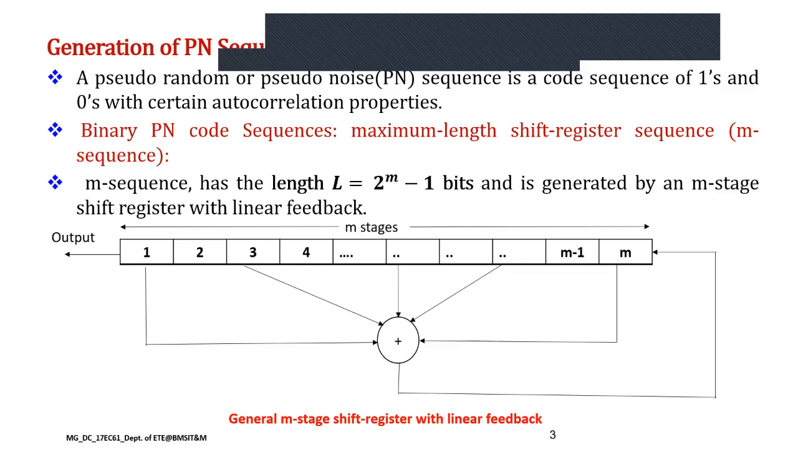I have M shift registers. I take the output of some shift registers, and a modulo 2 operation is done. There will be a feedback: the output of that modulo 2 operation will be given to the input of the shift registers. With that, I will be able to generate the sequence. Let me take one particular example to show how we generate this pseudo-noise sequence. This is the general M stage shift register diagram.